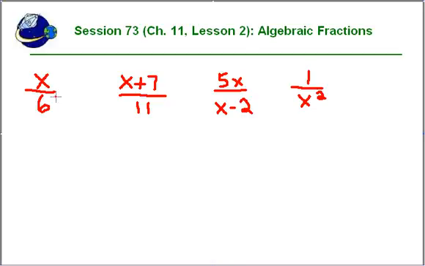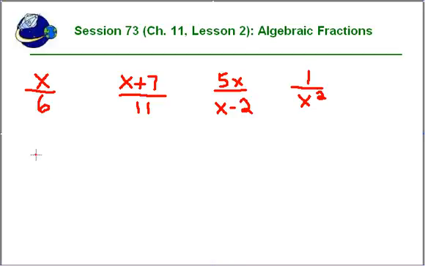First one is x over 6. There's our variable x in the numerator. Therefore, we have an algebraic fraction. Our second fraction, x plus 7 over 11. That's also an algebraic fraction. There's our variable x in our numerator. Our third fraction, 5x over x minus 2. That's an algebraic fraction. We have a variable in both our numerator and our denominator. In our last fraction here, 1 over x squared, we have a variable x squared in our denominator. These are all four examples of an algebraic fraction.